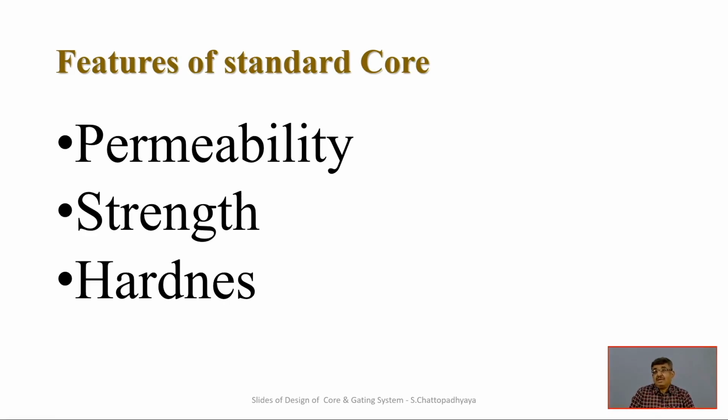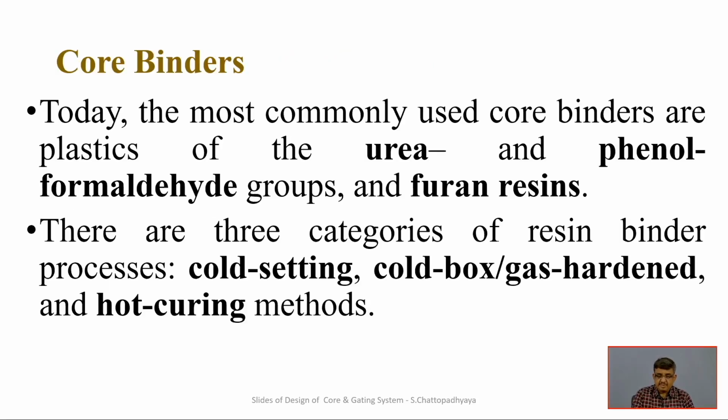The third one is hardness. So their skins and other things are not jeopardized by the flow of the molten metal. If it is jeopardized, then definitely again the internal features of the castings will not be acceptable. So hardness, strength and permeability have to be maintained for those cores.